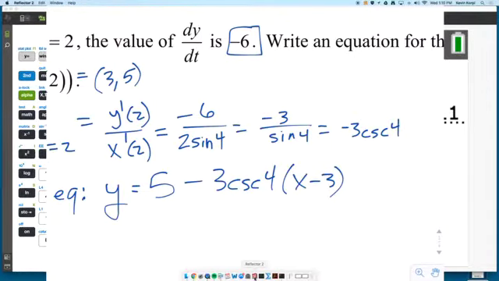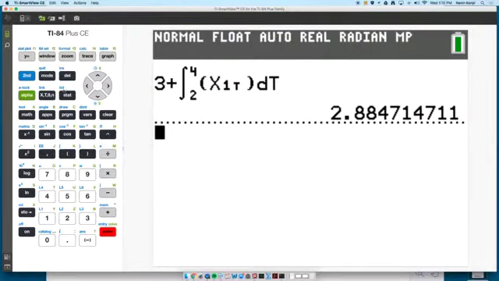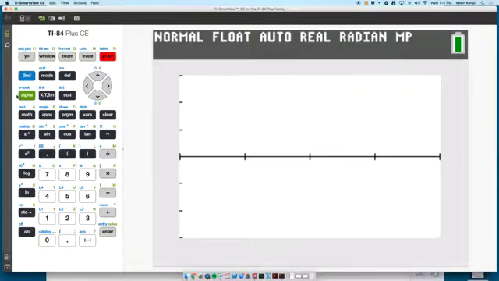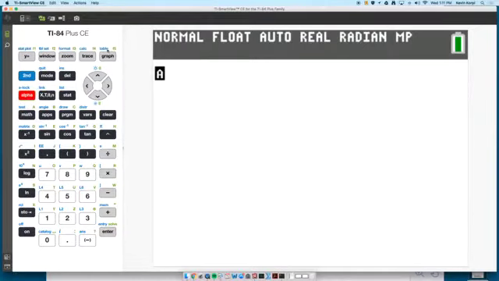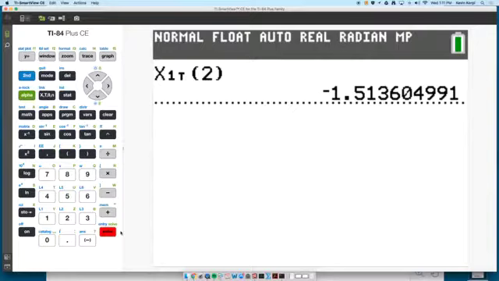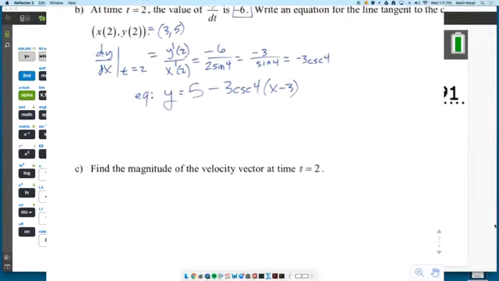You could have also typed it in if you wanted that as a decimal. You could have recalled your function, alpha trace, nope, not graph. Alpha trace, recall number 1, and plugged in the 2, and that would give you the decimal, okay? So you could also have minus 1.513. But of course, if you're going to use the equation of the tangent line, the exact answer is probably preferred so you don't get rounding error. But either one would work.